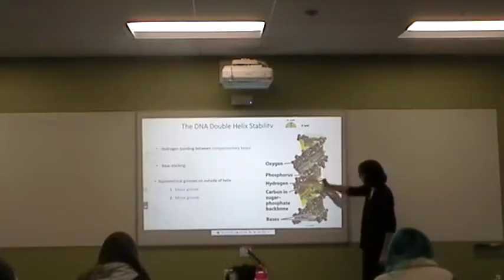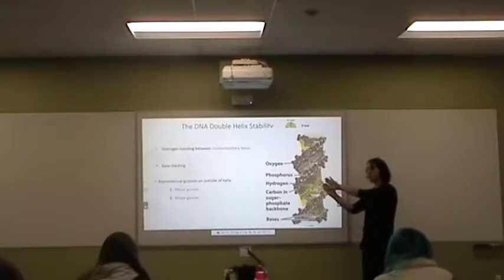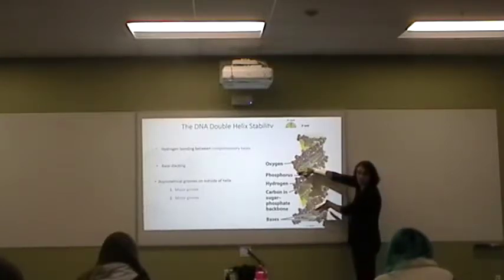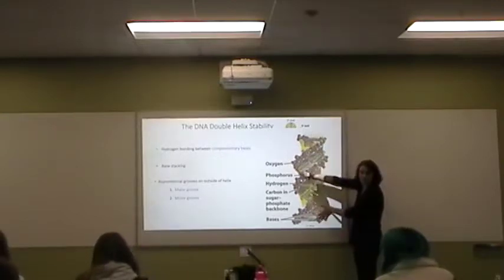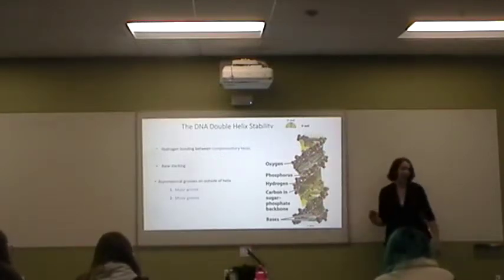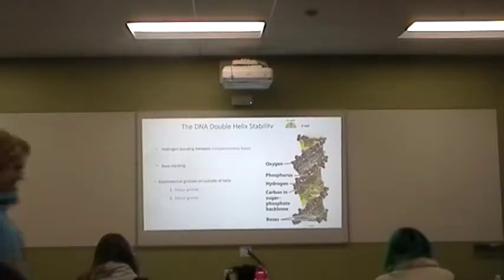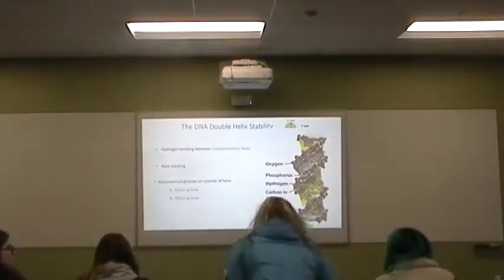Okay, so in a 360-degree span, you're going to have a minor groove where the backbones are very close together, and then you're going to have a major groove where there's a little bit of distance between the two backbones. So we do have some accessibility into the nucleotide sequence.